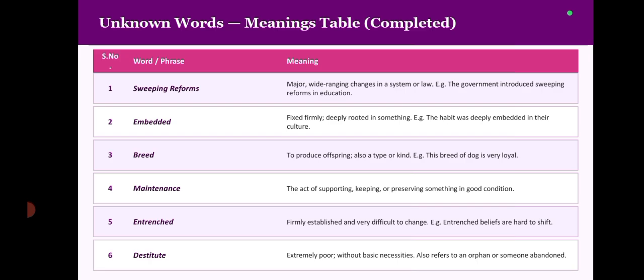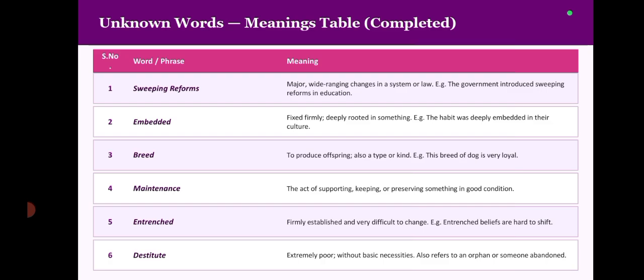Entrenched means something that is deeply rooted, firmly established and very difficult to change. It can also be used in various senses, but in your lesson it is used as strong, mazboot.